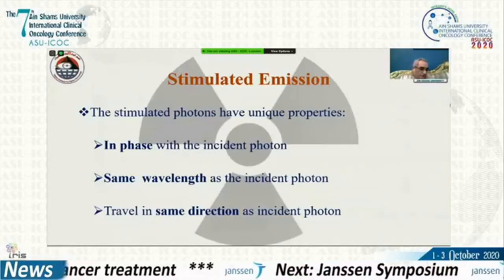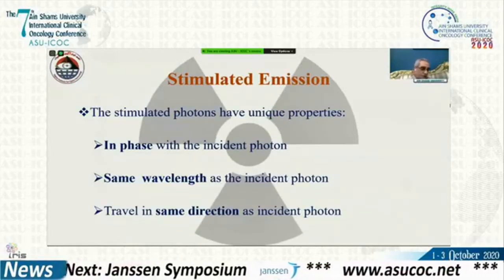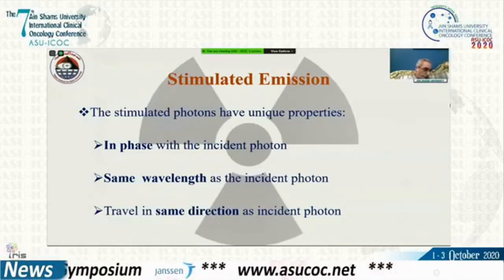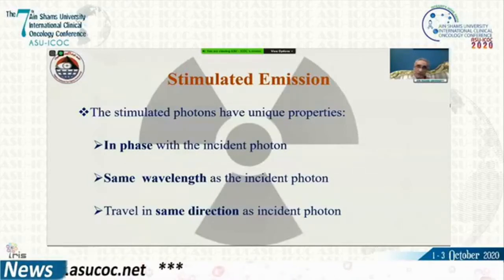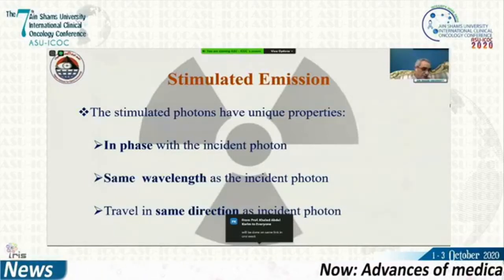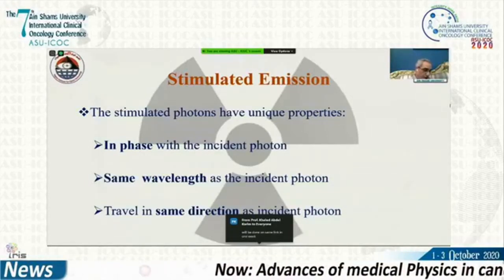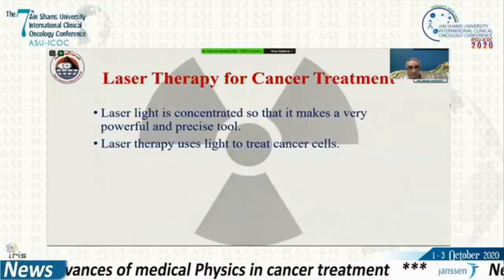According to those conditions, the stimulated photons have the following unique properties. They are in phase with the incident photon. They have the same wavelength as the incident photon, and they travel in the same direction as the incident photon.